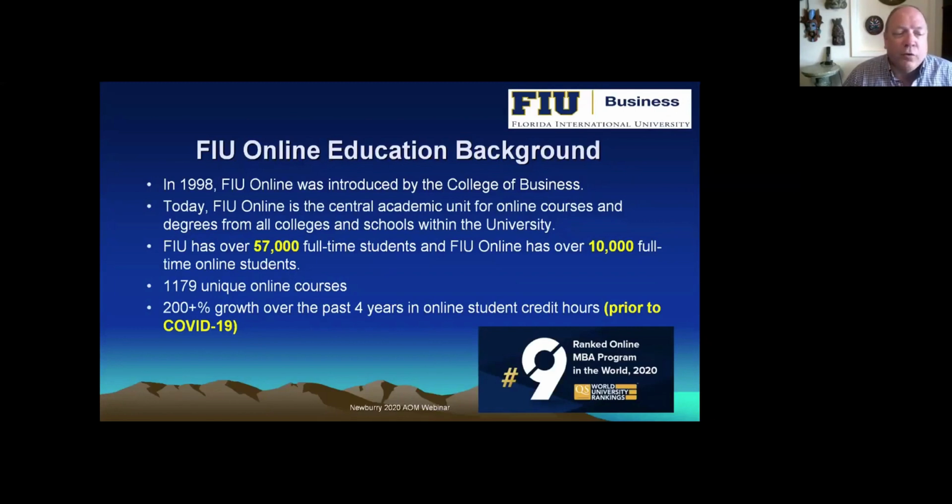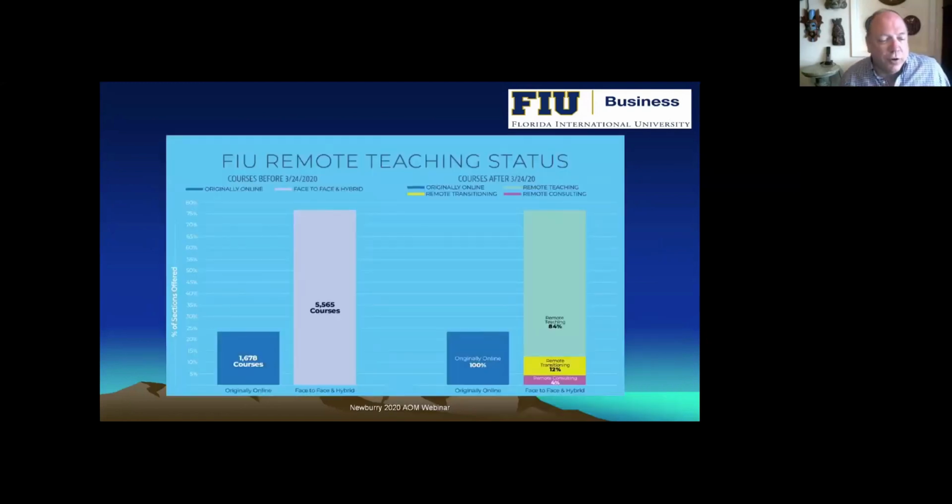We offer 1,179 unique online courses, and we've seen over the past 4 years 200+% growth in online student credit hours. And this was prior to COVID-19, when everything obviously went online, fully remote, as of last March at the university. Pictorially, you can see we started, on the left-hand side, with between 20 and 25% of our courses online. And then all of a sudden, all that right-hand portion went remote within one day at FIU.